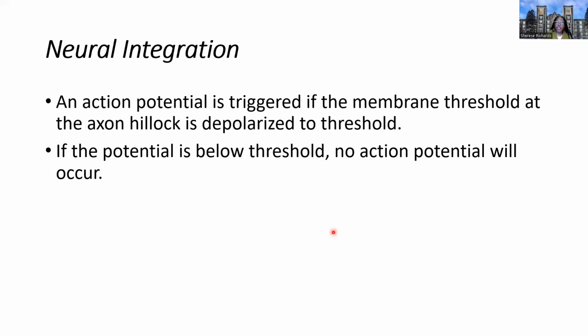So an action potential is triggered as long as the membrane potential gets to threshold, and this has to happen at the axon hillock. If we have enough graded potentials to depolarize the axon hillock to -55, then we fire an action potential. If the graded potentials are below threshold when they are summed at the axon hillock, then we do not have an action potential.